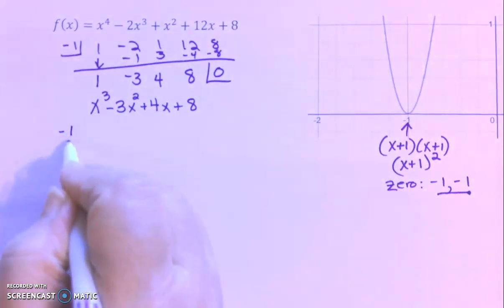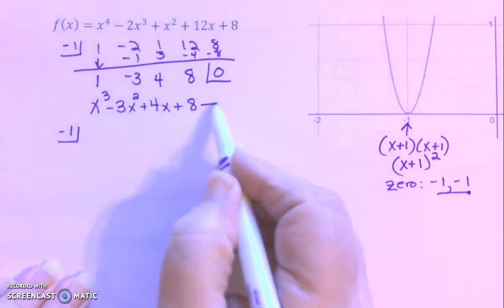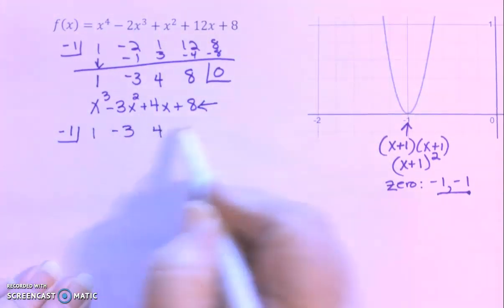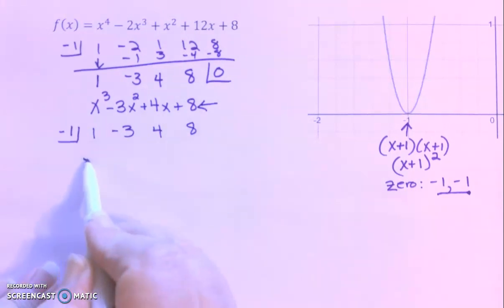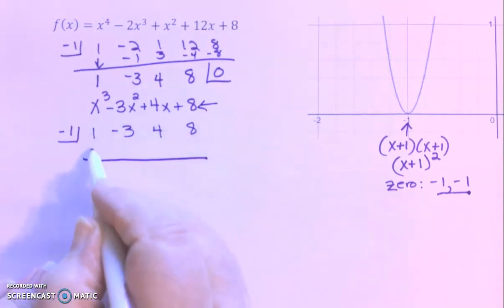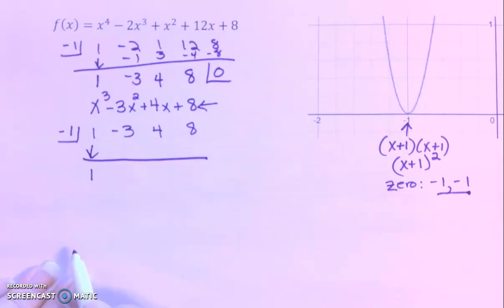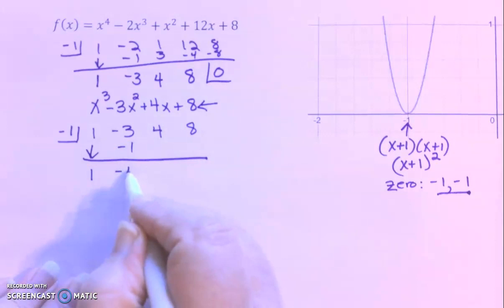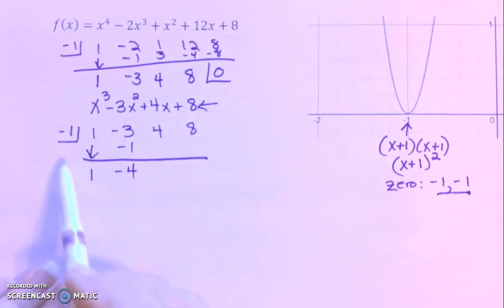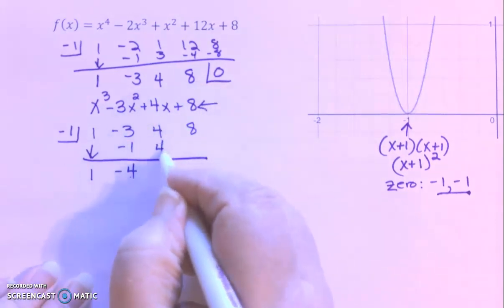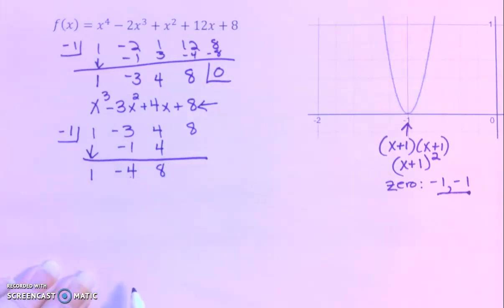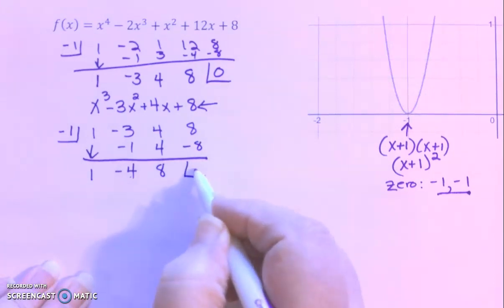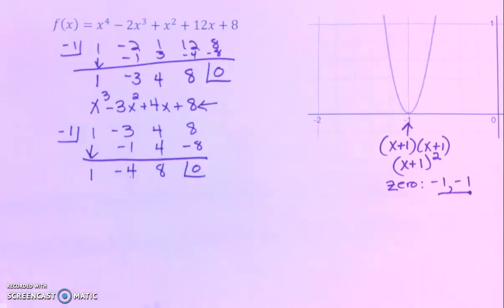So I'm going to repeat my synthetic division, but now I'm using this polynomial. 1, -3, 4, and 8 are my coefficients. Let's see if I can get a little straighter line this time. Bring down my 1. -1 times 1 is -1. That adds to -4. -1 times -4 is a +4. 4 plus 4 is 8. -1 times 8 is a -8. And again, we see that -1 is a 0.